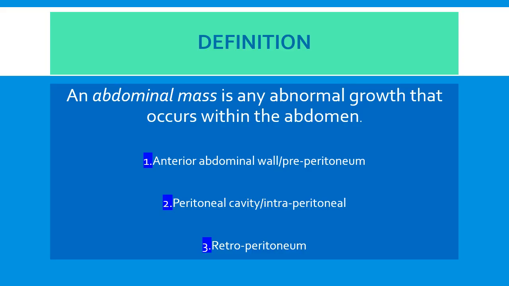Now, what is abdominal mass? By definition, an abdominal mass is any abnormal growth that occurs within the abdomen. And the abdomen can be divided into three parts: the anterior abdominal wall, also known as the pre-peritoneum, the peritoneal cavity proper, which is known as the intraperitoneal, and thirdly, the retroperitoneum behind.